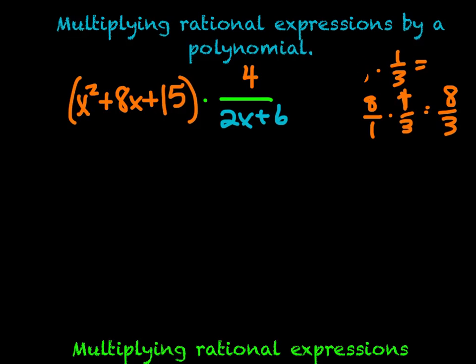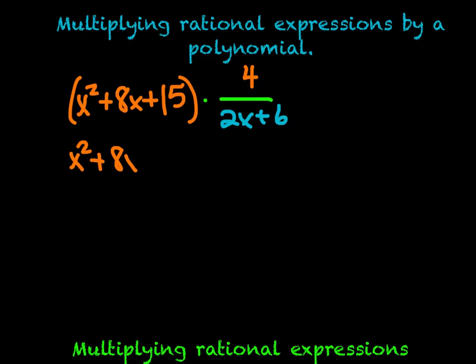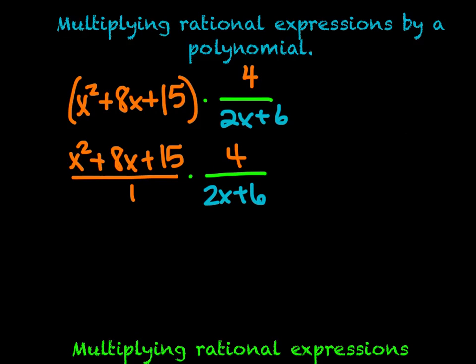We're going to think about this in the same exact way. That polynomial is our 8, so we need to put that polynomial over 1, so we essentially develop a funky little rational fraction. We have x squared plus 8x plus 15 over 1 times 4 on top and 2x plus 6 on the bottom. After that, we need to factor a little bit so that we can get rid of a little bit of fluff maybe. This x squared plus 8x plus 15, this information right here can turn easily into x plus 3 times x plus 5.